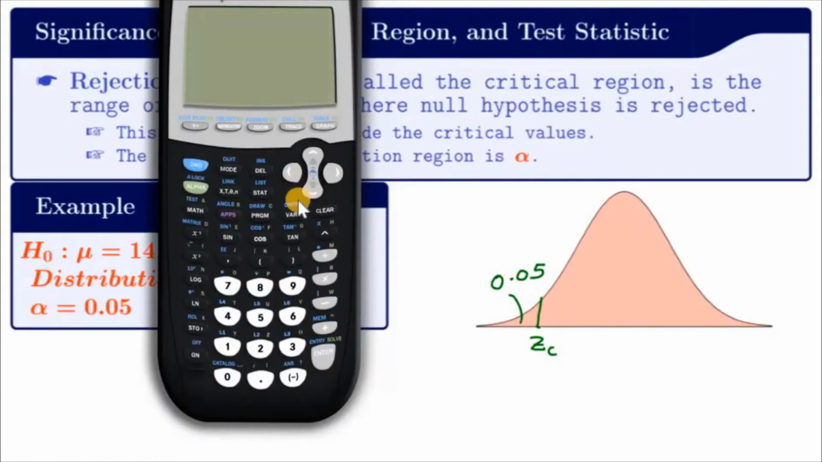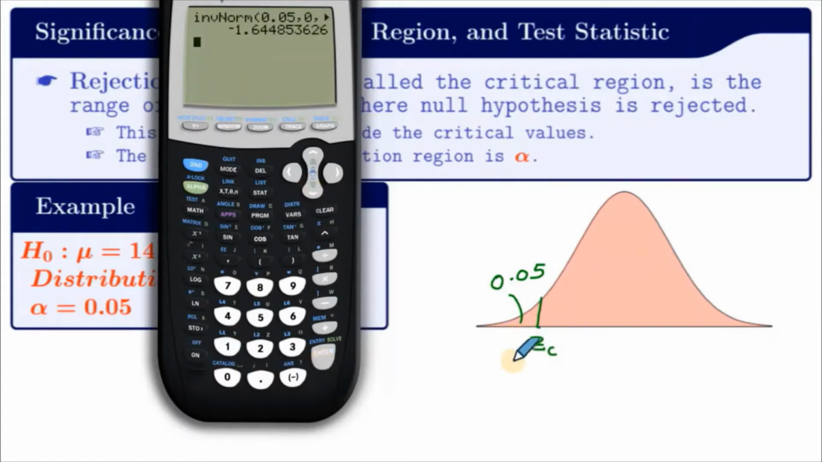Then hit second distribution. We'll be using the inverse norm function, which is number 3, then hit enter. The calculator takes the area to the left, and if we are looking at this point here, the area to the left from this point is 0.05. So let's enter that, 0.05. Our mean is 0 and sigma is 1, then hit enter, then hit enter.